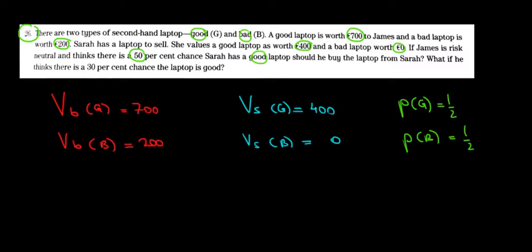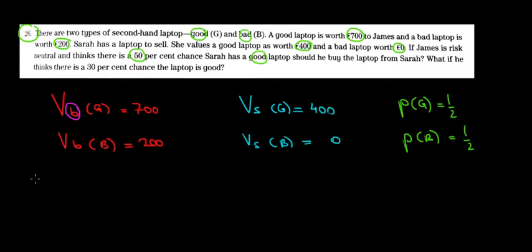Well, James is gonna buy as long as he's willing to pay the price that Sarah wants. Now, how do we think about the price in this case? We think about the price in terms of the valuation. The valuation is an estimate of how much the customer is willing to pay and how much the seller is willing to sell for. So in this case, when we want to compute the price that the buyer is willing to pay, we have to take into account that he is considering the fact that he might get either a good laptop or a bad laptop.